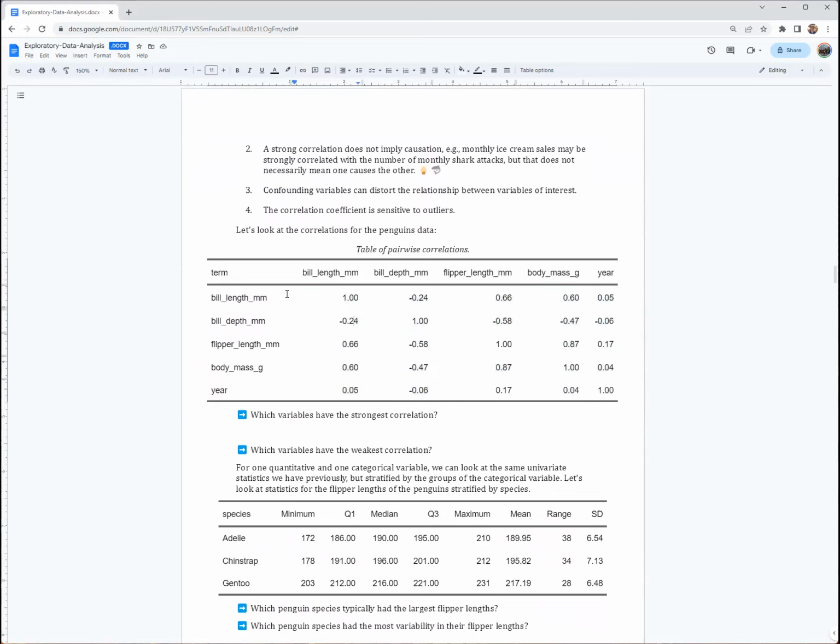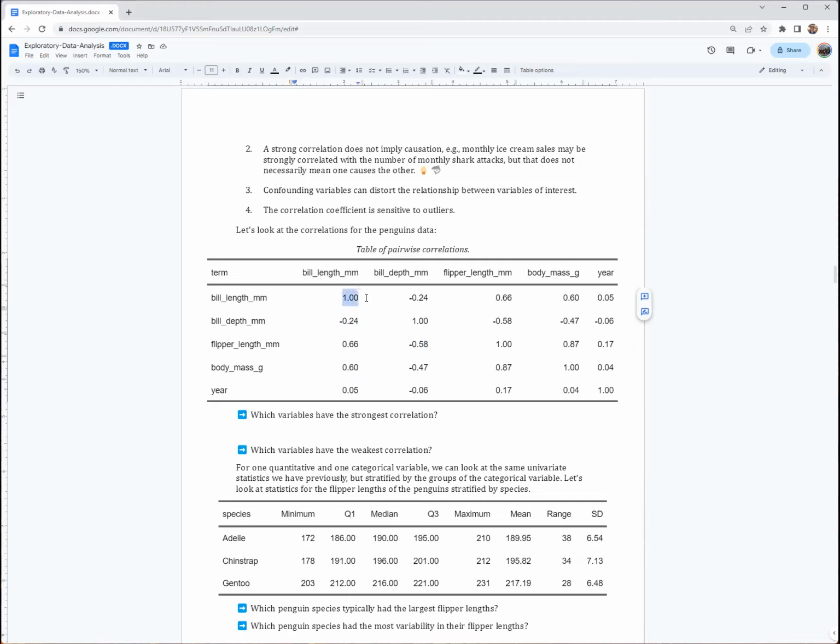And it's symmetric in that if you take the first row in the second column, that's equal to the second value in the first column. These are equal, and so on. This is giving, for example, the correlation between bill depth and bill length. Here is the correlation between flipper length and bill depth.